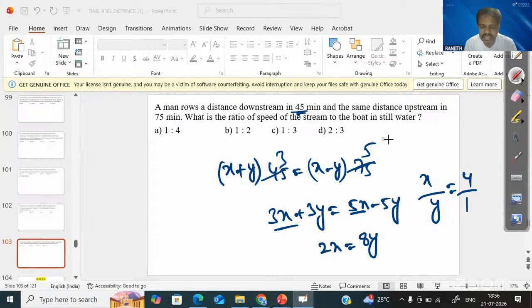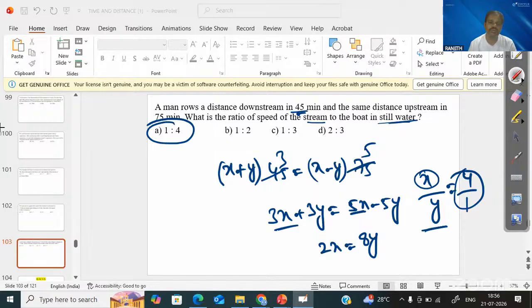But what is being asked is not x by y. What is the ratio between the stream and the boat in still water? Still water is x and the flow is y. So the ratio of these two will be 1 is to 4. So the answer will be 1 is to 4.